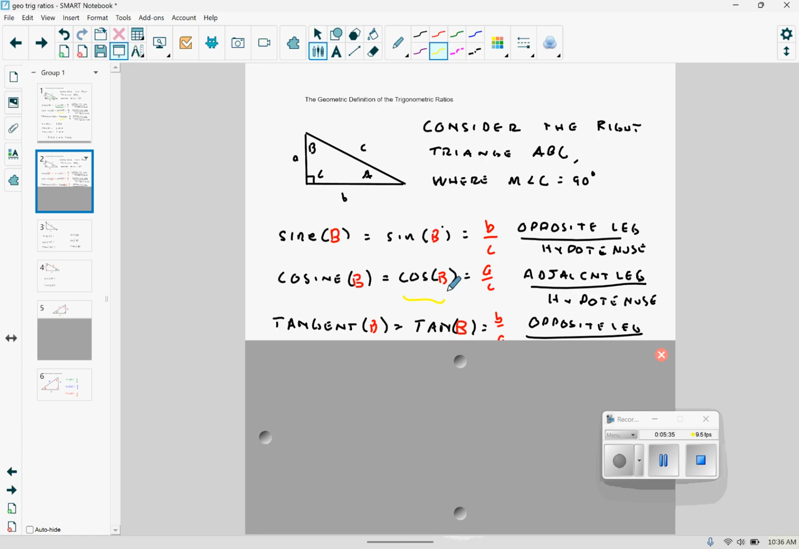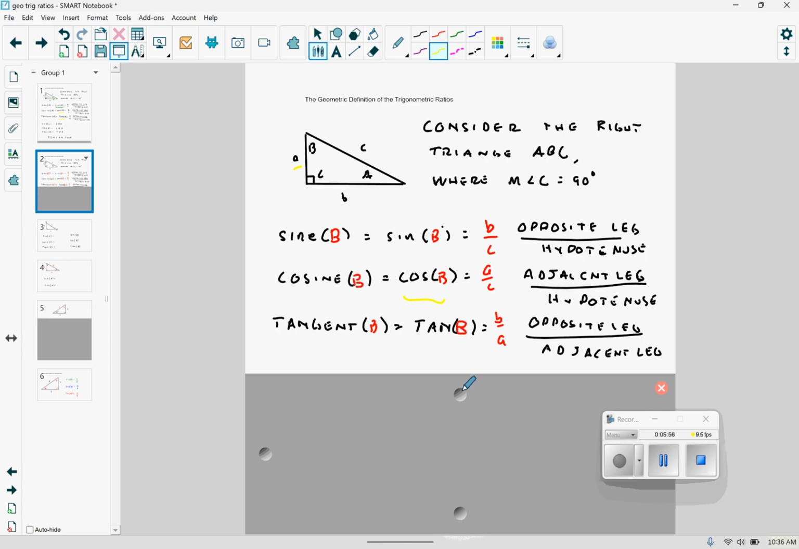Again, we're going to use the same definition. It's going to be the adjacent leg to B, and the adjacent leg to B is this one right here next to B. That's a divided by the hypotenuse. So the cosine of B is going to be adjacent leg divided by the hypotenuse. And the tangent, the definition doesn't change. The tangent of B is going to be the opposite leg divided by the adjacent leg, b over a.